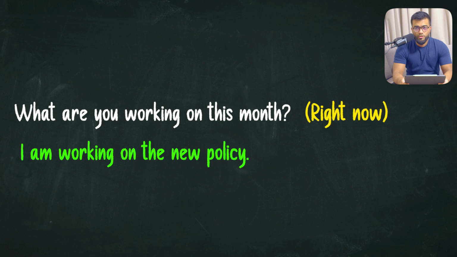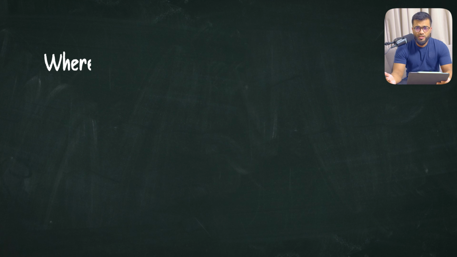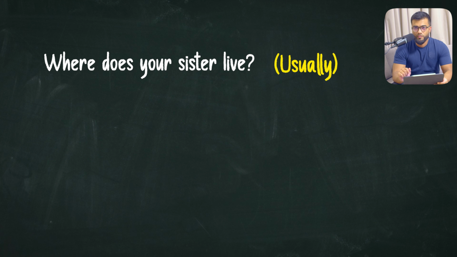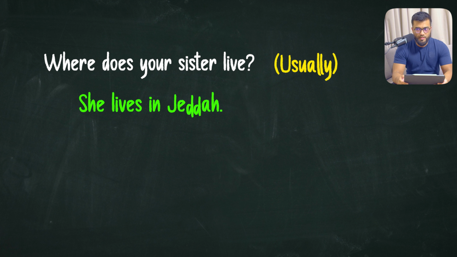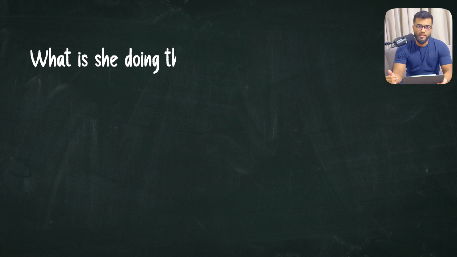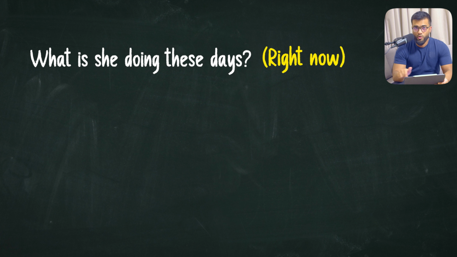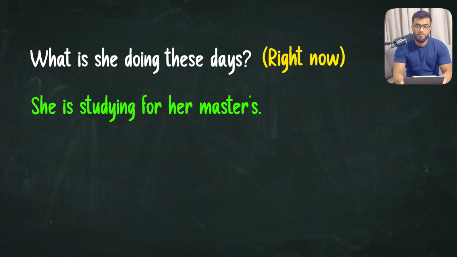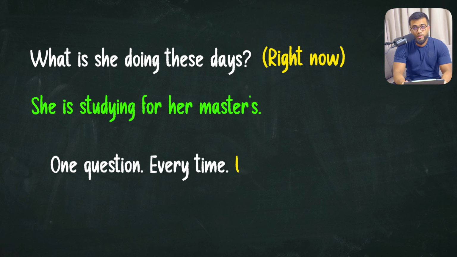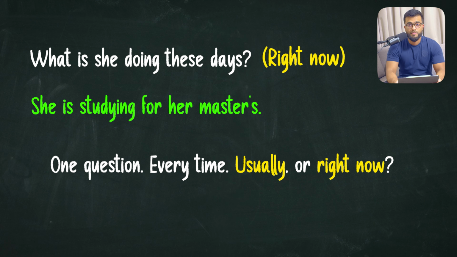Let's do one more. You're talking to a colleague. They ask, where does your sister live? Usually, right? So you should say something like, oh, she lives in Jeddah. And then they ask, what is she doing these days, right now, or this period of time? So you can say something like, she is studying for her master's. One question every time, usually or right now. That's the test. Now let's use the test on real sentences.